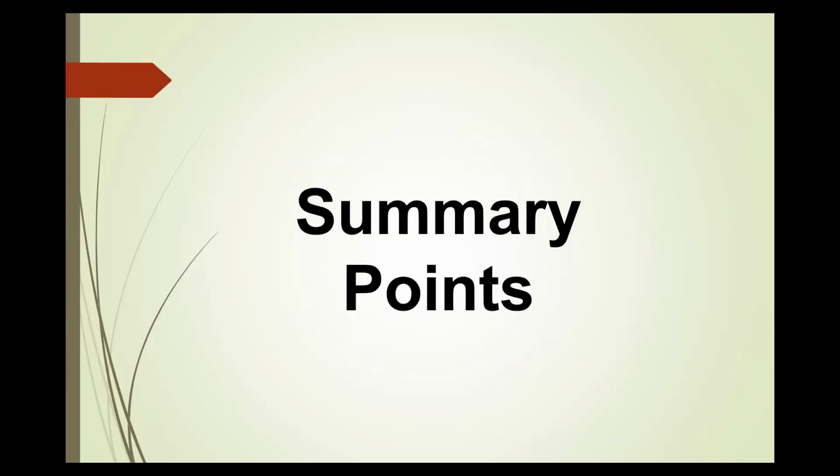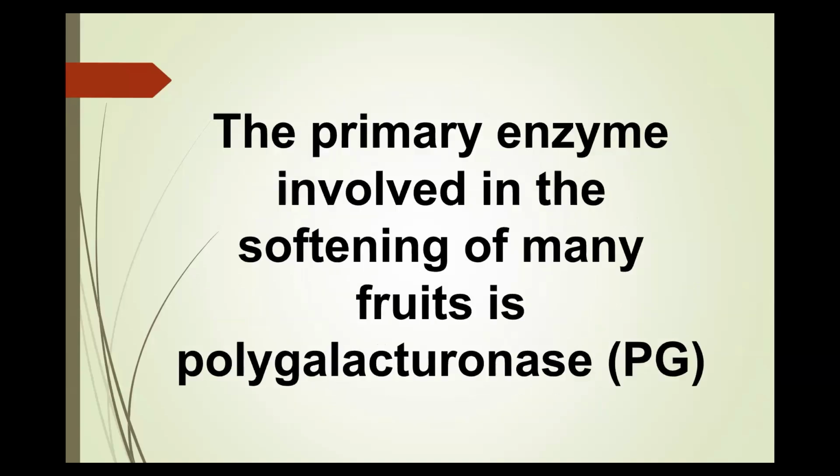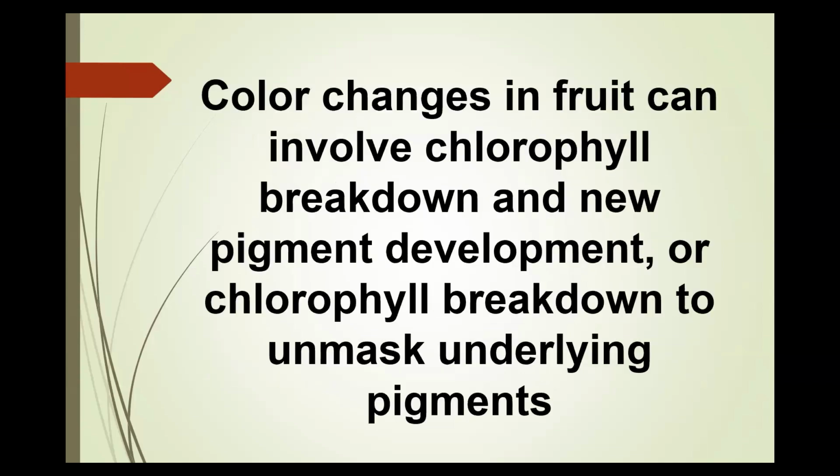Summary points. When ripening, fruits undergo many changes, including softening, changes in color, sweetness and odor, and in some cases, changes in fat or oil content. The primary enzyme involved in the softening of many fruits is polygalacturonase. Color changes in fruit can involve chlorophyll breakdown and new pigment development, or chlorophyll breakdown and mask underlying pigments.